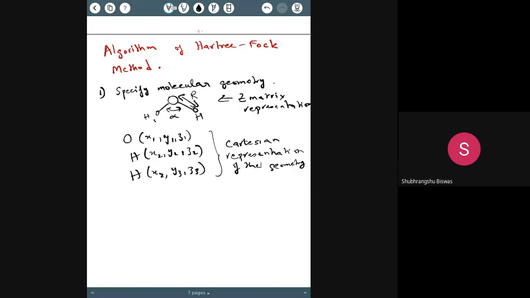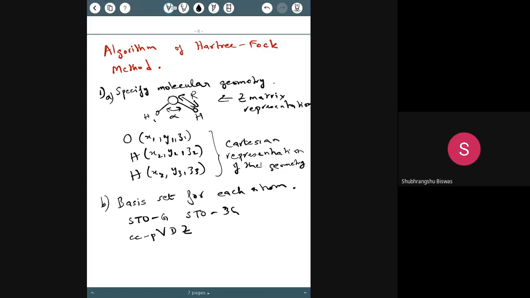Along with the geometry, in the first step you also need to decide on the basis set that you will use for each atom. These have various names. They are called things like STO-3G. Then you have cc-pVDZ: correlation-consistent, polarized valence double zeta. We will talk about what these names mean in a different class.